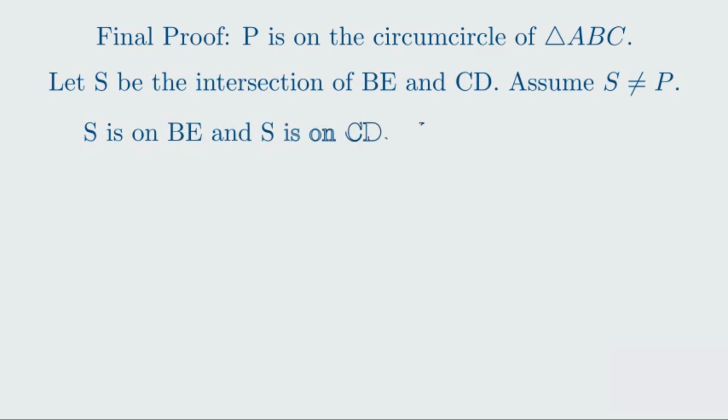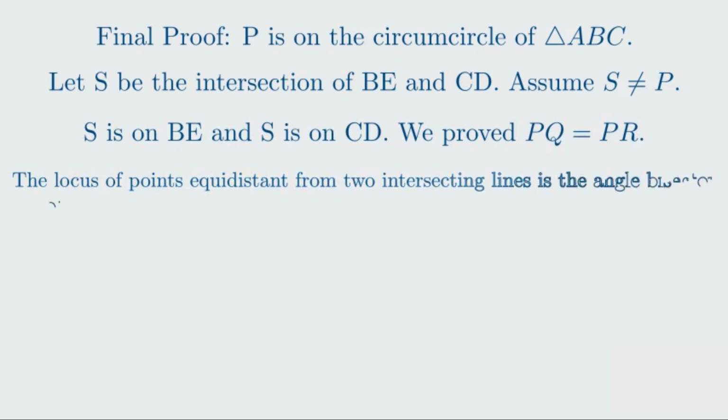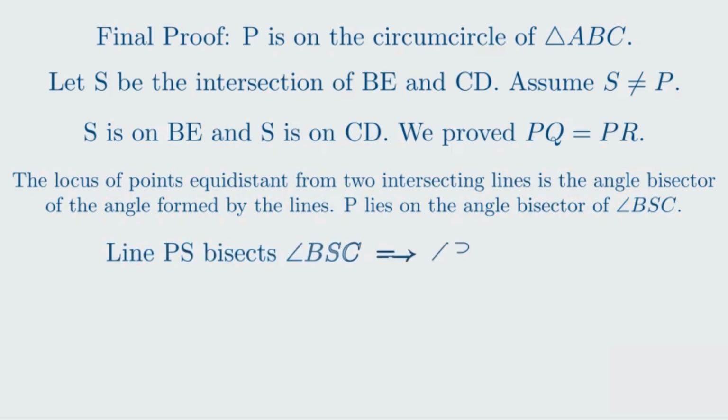We know from the previous scene that P is equidistant from the lines BE and CD. This equidistant property is the defining characteristic of a point on the angle bisector. Specifically, the set of all points that are equidistant from two lines forms the angle bisector of the angle between those two lines. In this case, the lines are BE and CD, and the point S is their intersection. So, P must lie on the angle bisector of angle BSC. This means that the line segment PS must bisect the angle BSC. In other words, angle PSB equals angle PSC.